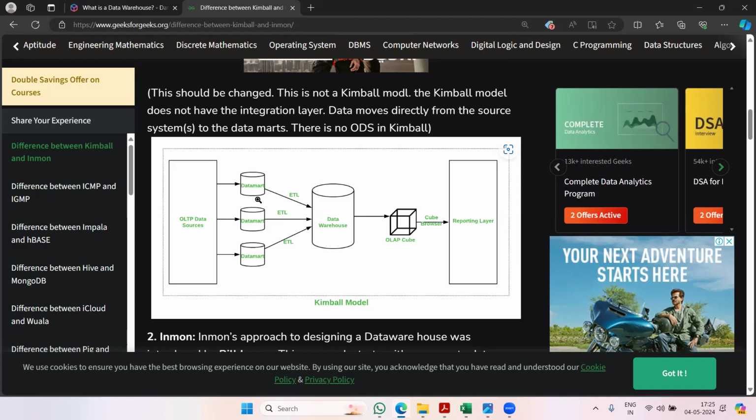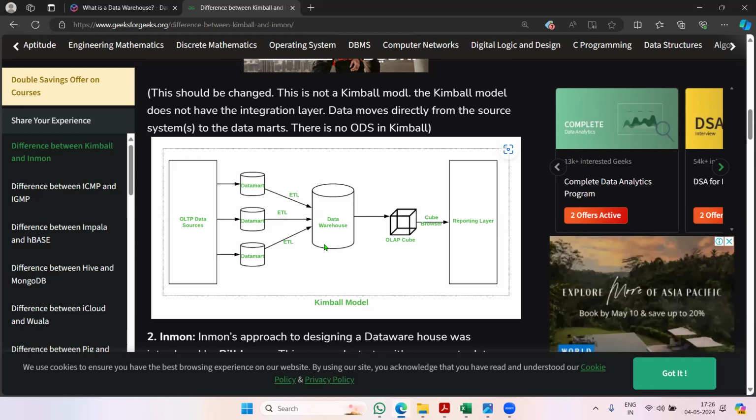Now, what is meant by data mart? Data mart is also a data warehouse only, right? There is no difference between data mart and data warehouse. Data mart is the same as data warehouse, but data mart is a part of data warehouse, right?